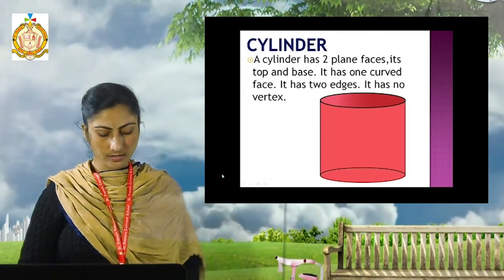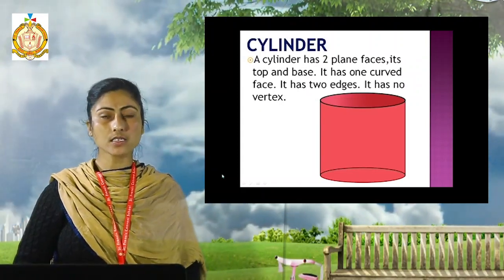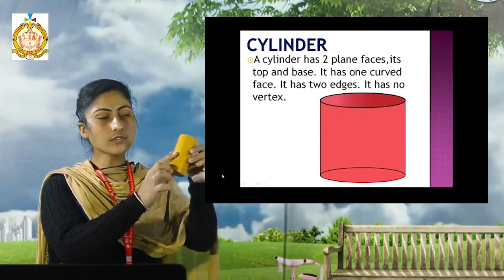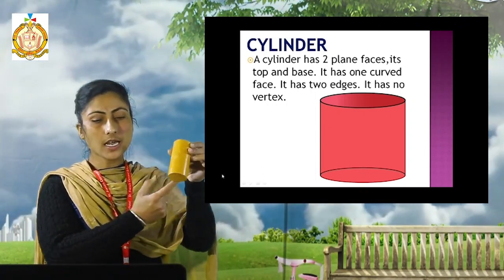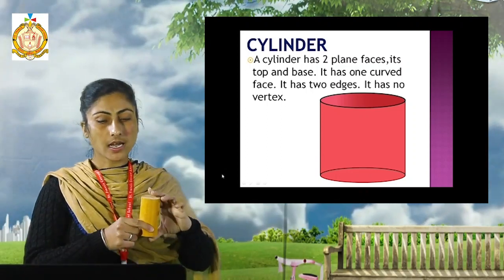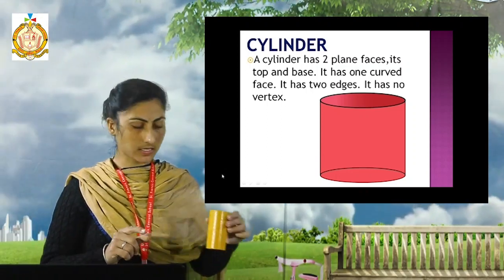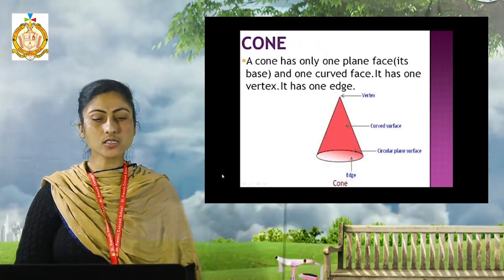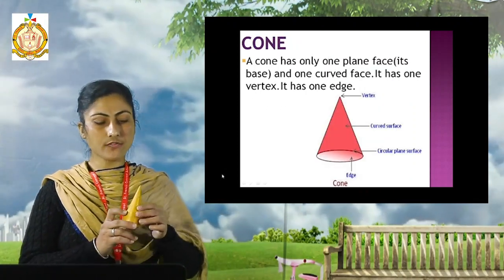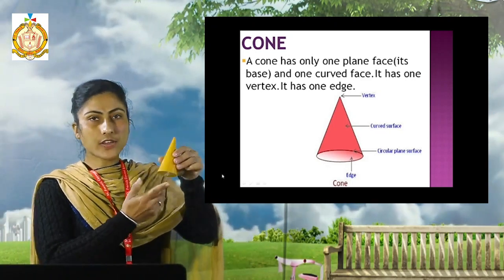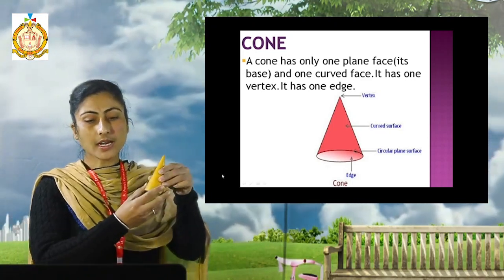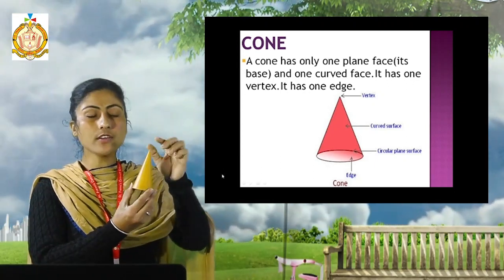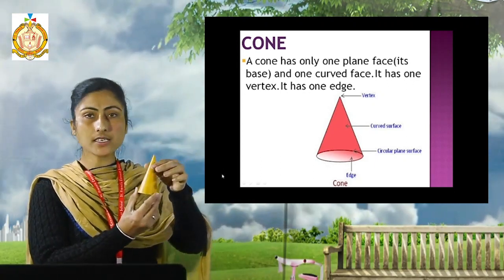Next is cylinder. A cylinder has 2 plane surfaces, its top and its base. It has one curved face, it has 2 edges, and it has no vertex. Next is cone. A cone has only one plane face, its base. It has one curved face and it has only one vertex. It has no edges.